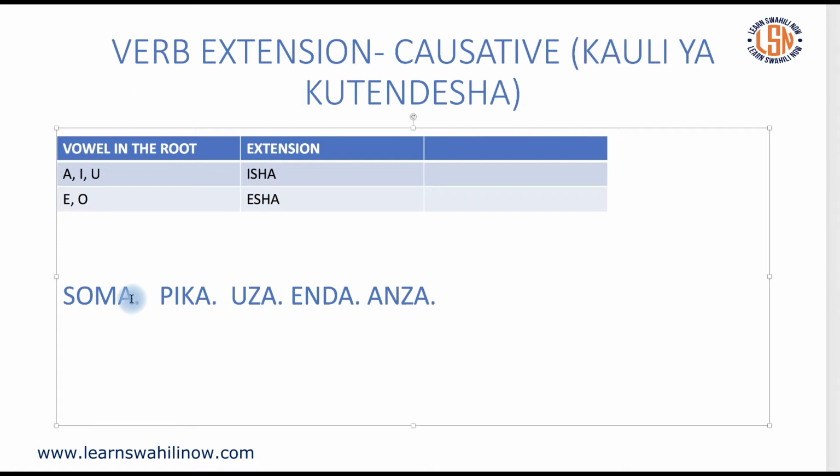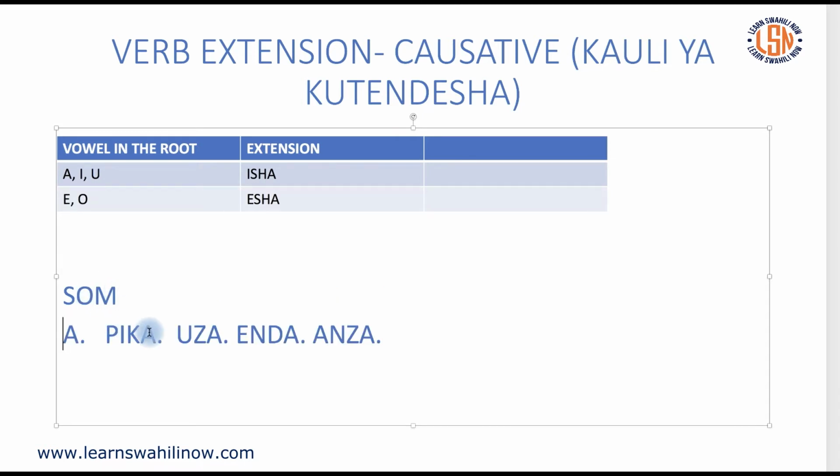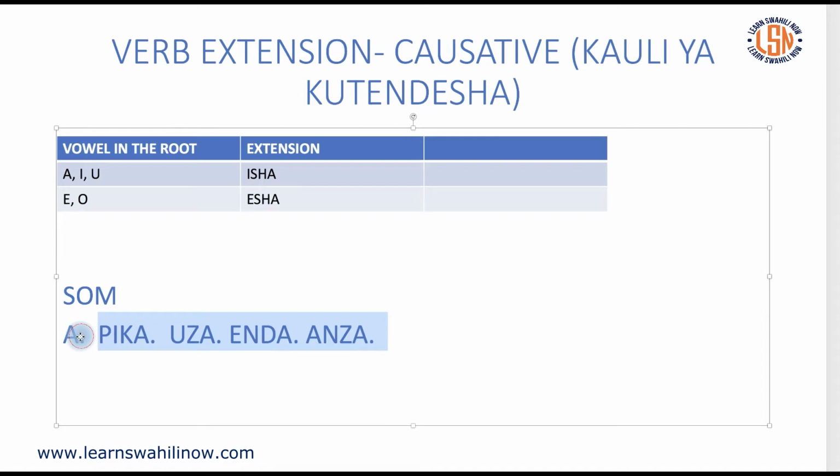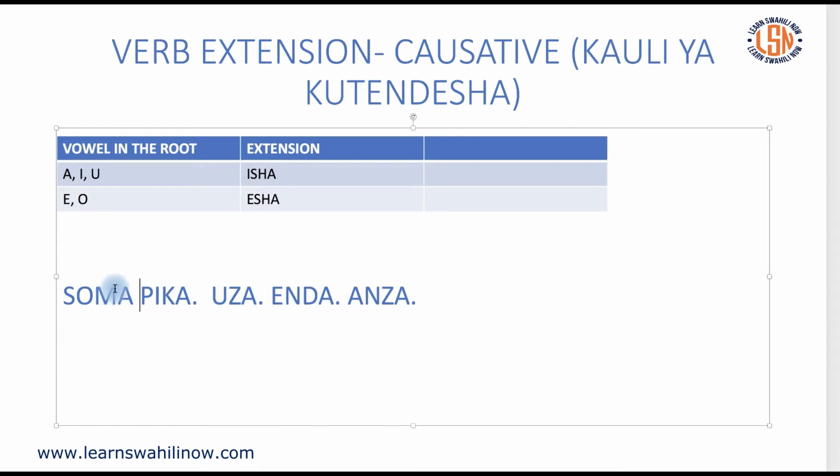So first of all, you need to look at the vowel in the root of the verb. So how do we do that? The root of the verb is that part of the verb that does not change. Okay, so in a word like soma, som would be your root, pik would be your root, uz would be your root, end would be your root, and anz would be your root.